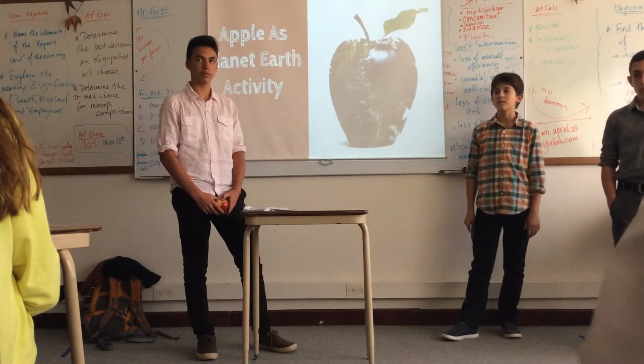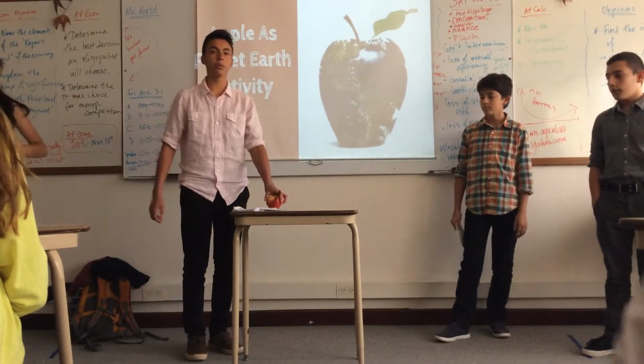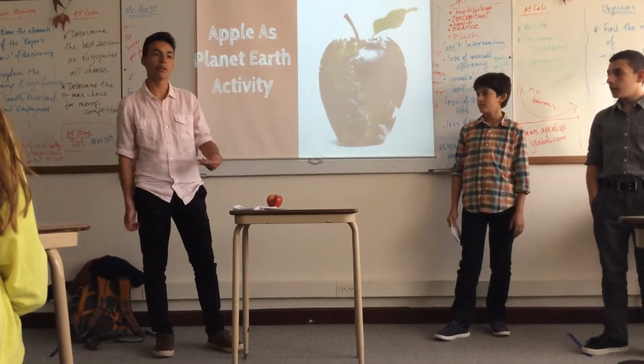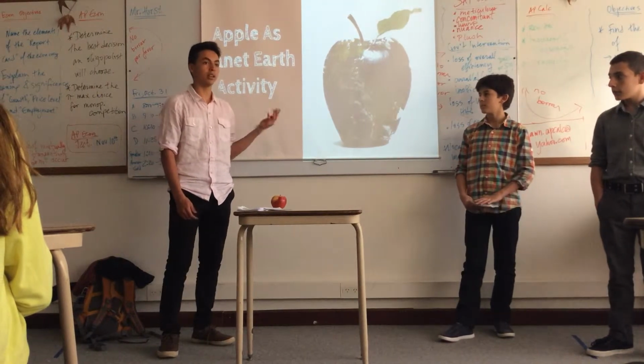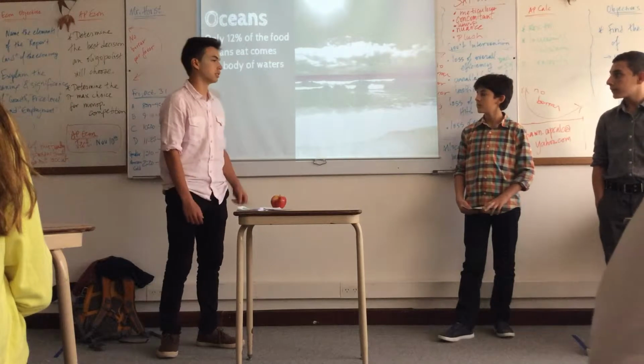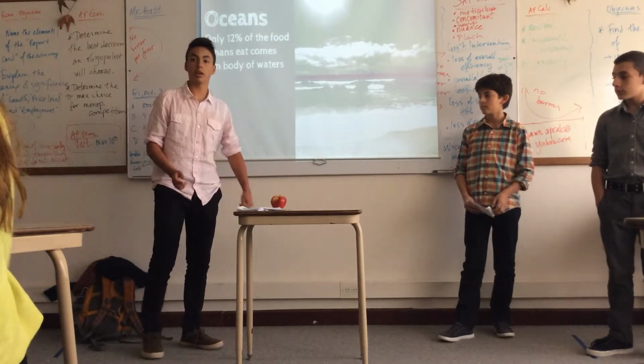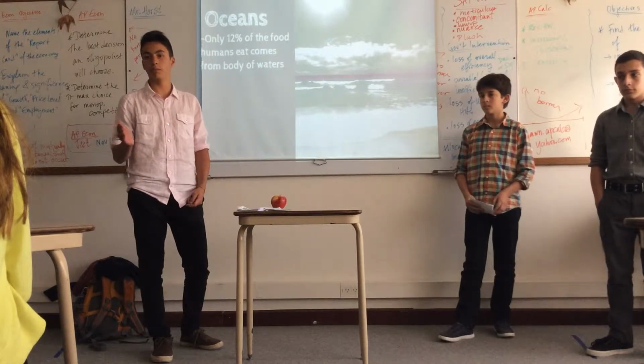Did we start? Is there anyone else upset? Yeah, we're good. Okay, so you're probably wondering why there's an apple in front of you. The apple is for our activity, and the apple represents planet Earth. Oceans: only 12% of the food we eat comes from oceans. Now I want you to cut the apple into 4 equal pieces and put away 3 of them.